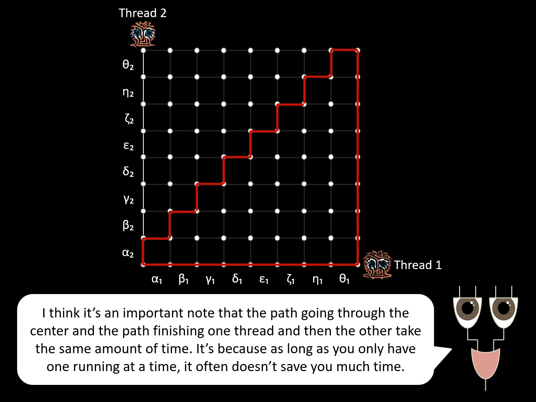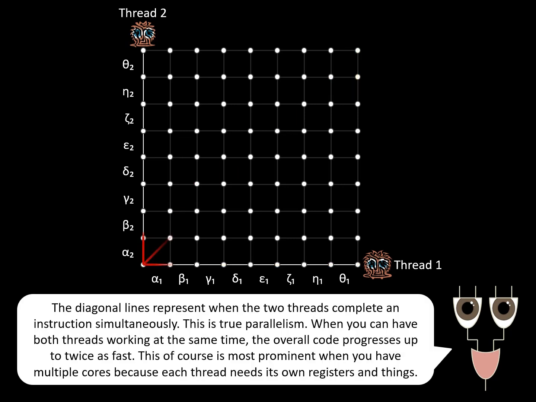It's because as long as you only have one running at a time, it often doesn't save you very much time. The diagonal lines represent when the two threads complete an instruction simultaneously. This is true parallelism. When you can have both threads working at the same time, the overall code progresses up to twice as fast. This, of course, is most prominent when you have multiple cores, because each thread needs its own registers and things.